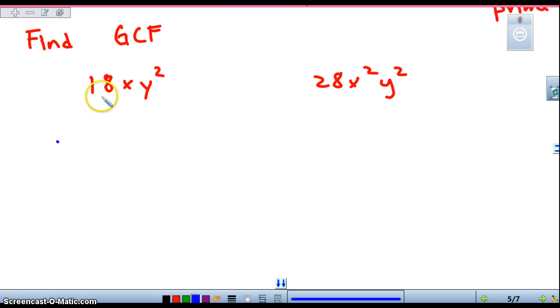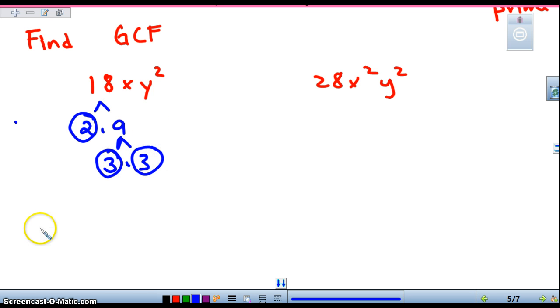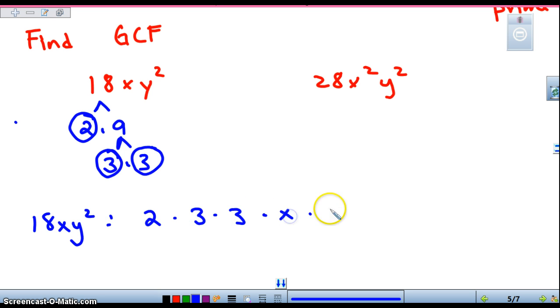Find the greatest common factor of 18xy squared and 28x squared y squared. So let's start by factoring 18. The prime factorization of 18 would be 2 times 9, and then 3 times 3. When we're factoring a monomial, we list everything. So 2 times 3 times 3 times x times y times y.